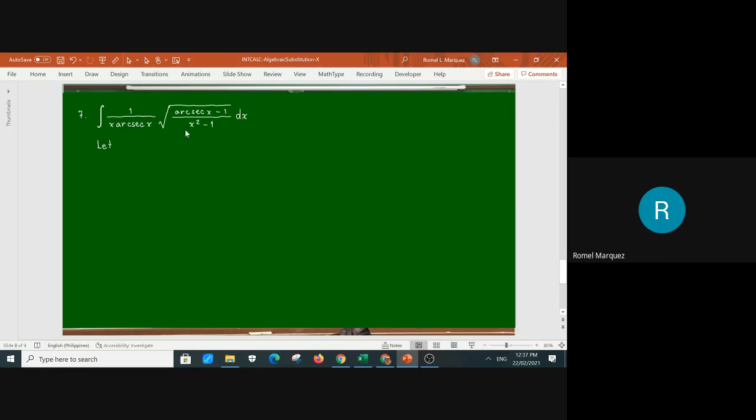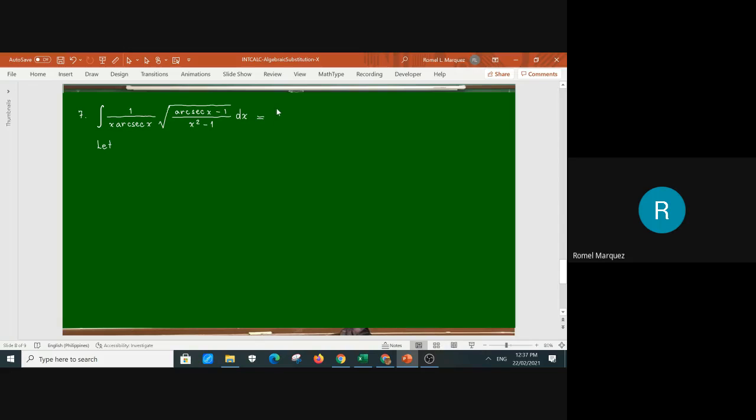I think if you're going to include in the replacement x squared minus 1, arc secant x will lose its derivative, because the derivative of arc secant x involves square root of x squared minus 1. Okay? So the way I see it, you have to replace only the square root of arc secant x minus 1. You do not have to include square root of x squared minus 1. Okay, Iho? Okay po, sir. Okay, so let me rewrite this integral.